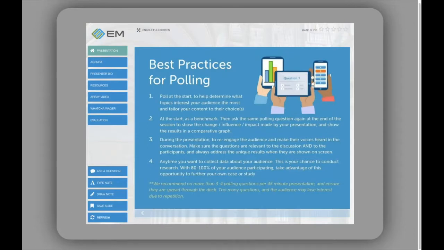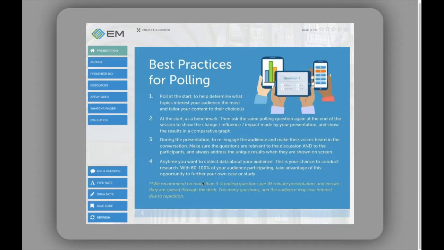So some best practices for polling, and this comes from actually 12 years of deploying technology at events. It's good to poll at the very beginning of a presentation to help determine what people are interested in as far as an audience for that session, and also as a benchmark, as we've mentioned. And you can ask the same polling question at the end of that presentation and show a comparative graph to show the influence that your presentation has made so that the audience understands the impact that your presentation has made, and they can walk away with that understanding.